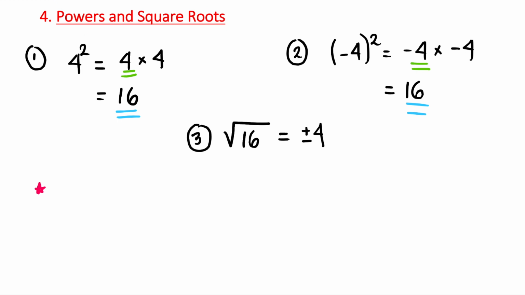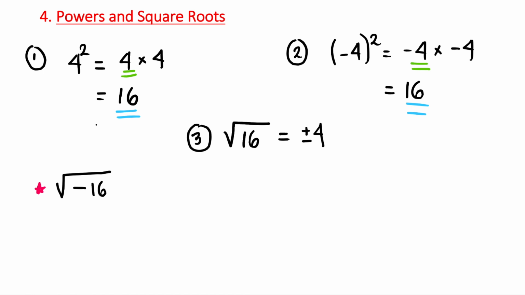What happens if I want to do the square root of negative 16? Is that possible with real numbers, with the numbers that we have studied so far? Is there a way that I can multiply a number by itself and get to negative 16?